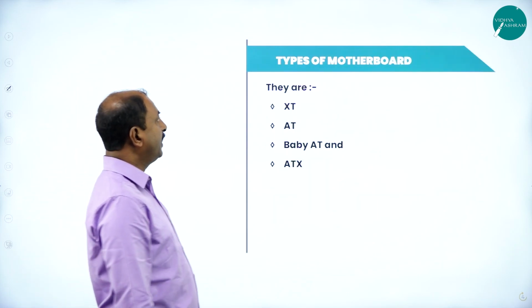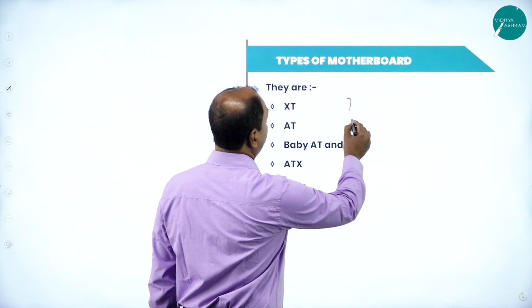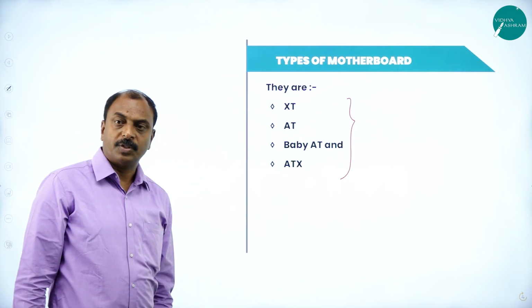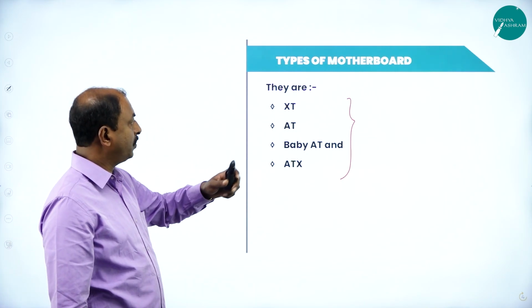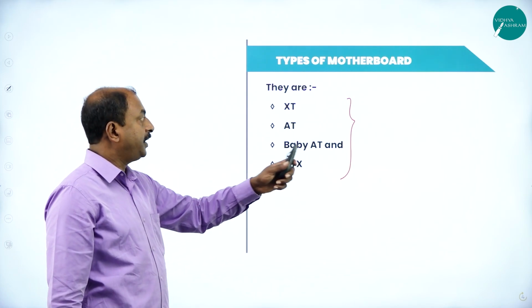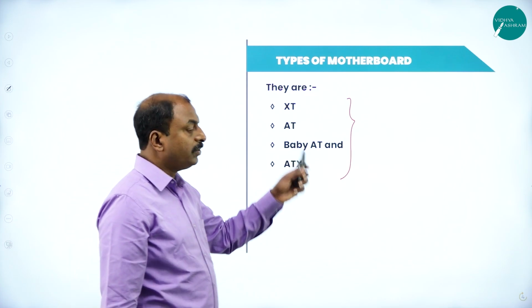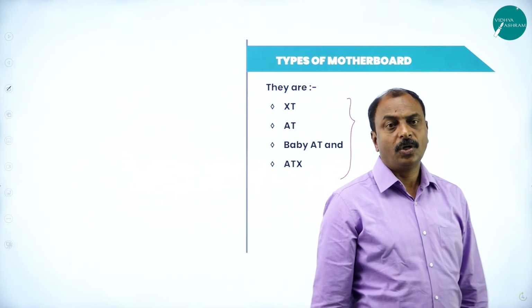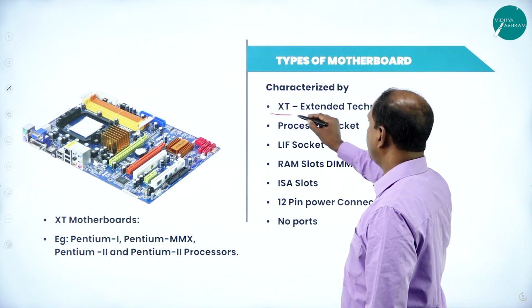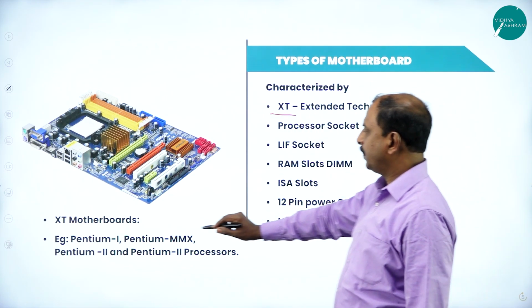In the next slide, let us see what all the different types of motherboard are. Here, these are the different types of motherboard. They are XT motherboard, AT motherboard, baby AT motherboard, and ATX motherboard. See, these are all different types of motherboard of a computer system. Now let us see, the first one is the XT motherboard. So what is an XT motherboard?